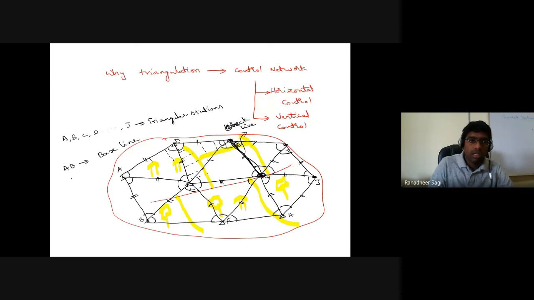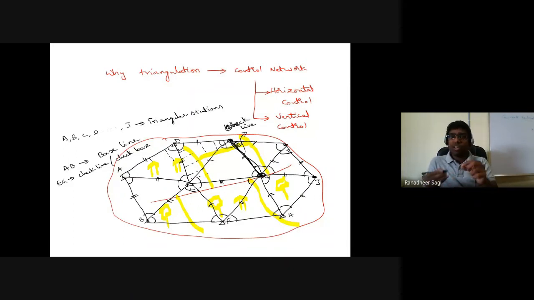E station is here. EG line, for example, I am calling it my check line, or we also call it check baseline. So what is that? What is the use of that check baseline?